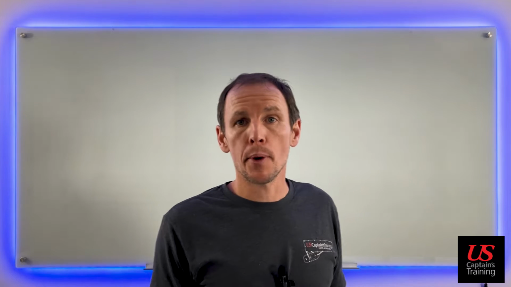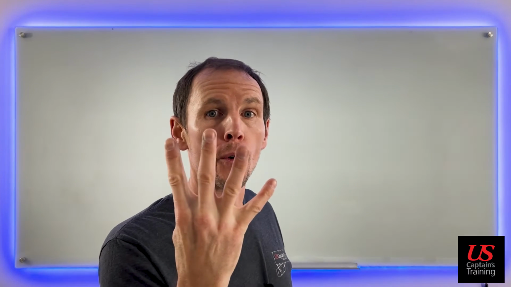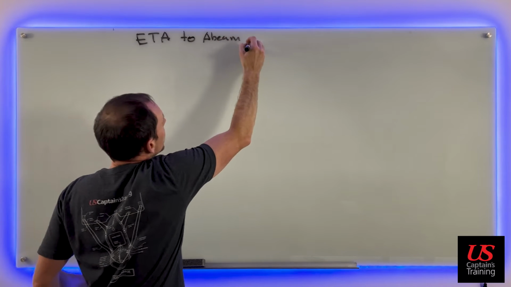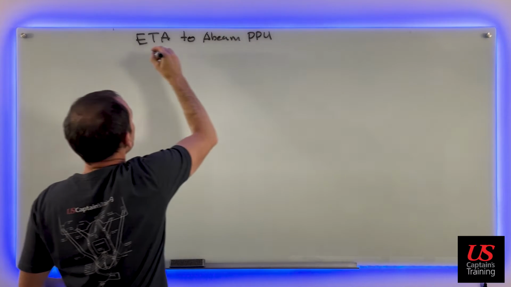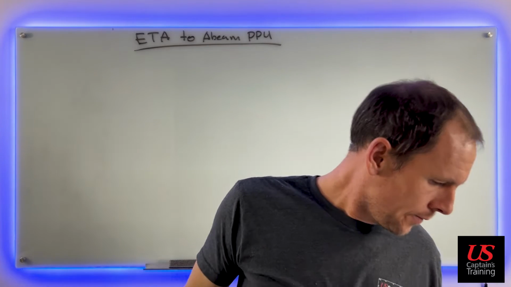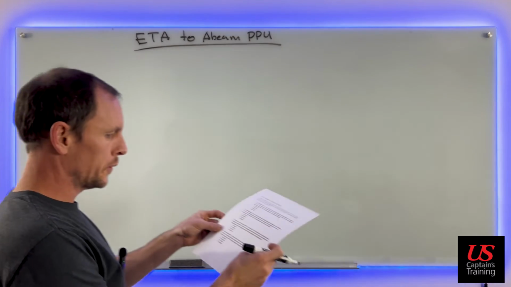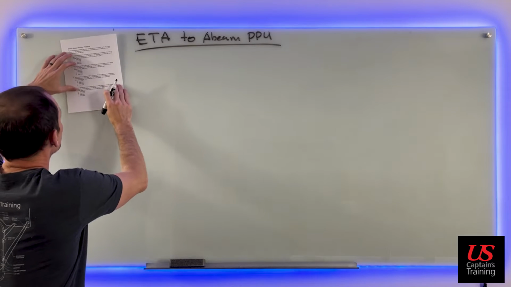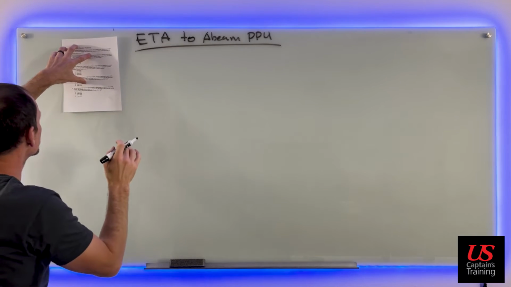ETA to a beam, practice problem 4. Let's get going. And just like the other 3, we're going to read the question and take down all of the information. So right away, we start reading.